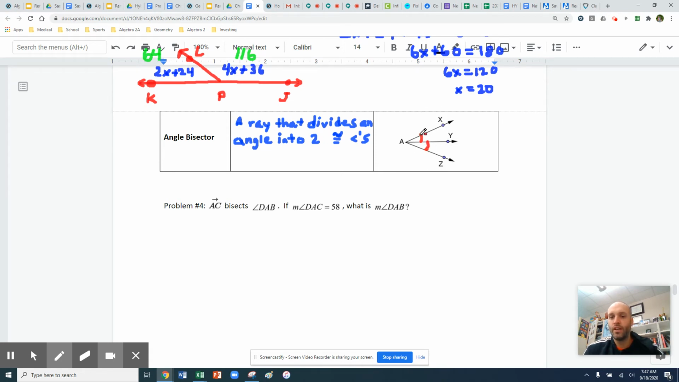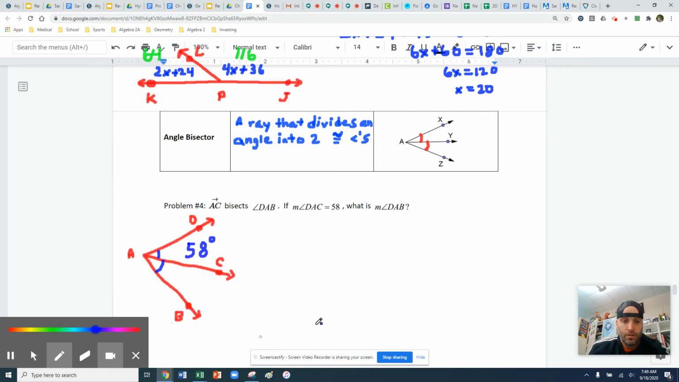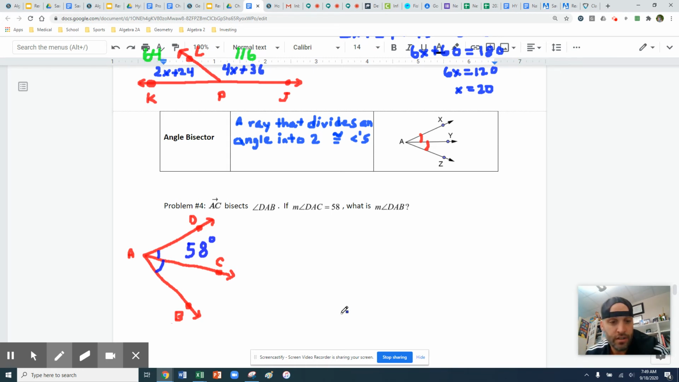You'll notice that the marking to show angles are congruent are little arcs. If an angle has the exact same amount of arcs as another angle, then those two angles are congruent. So we can construct the information that's given. DAB, that angle is going to be bisected by the ray AC. Once I draw in that bisector, I'll mark with these arcs here that each of those are going to be congruent.